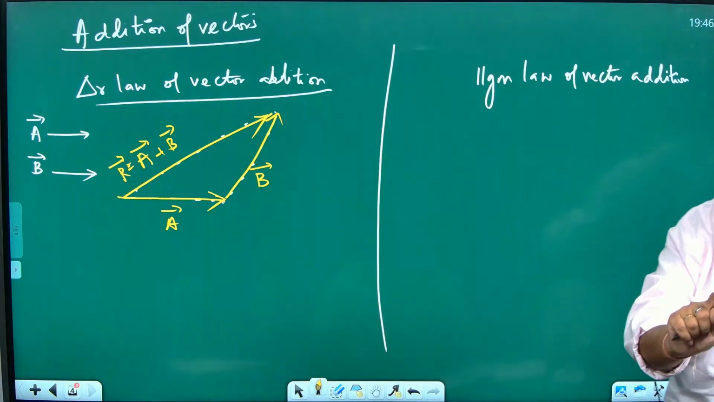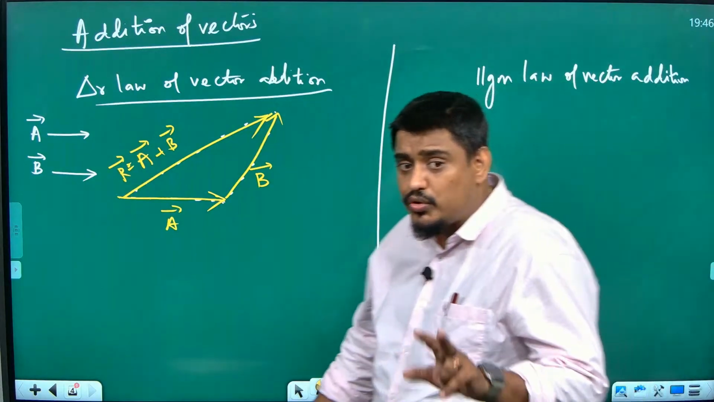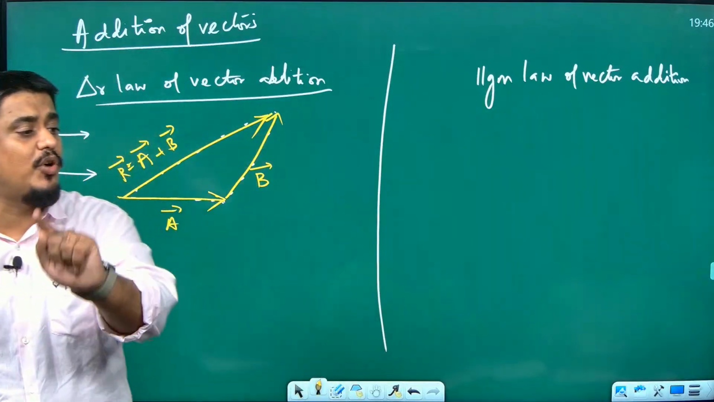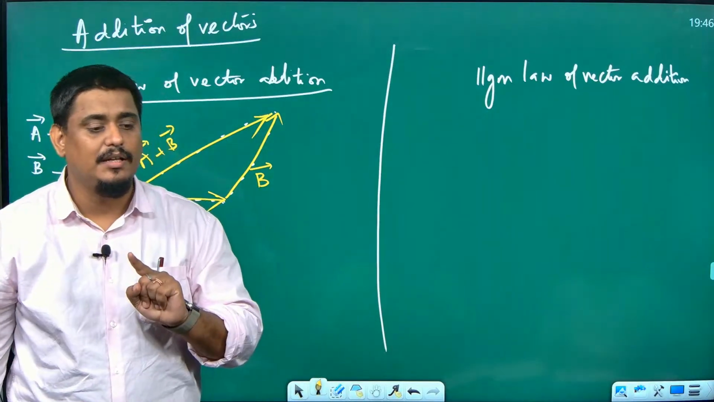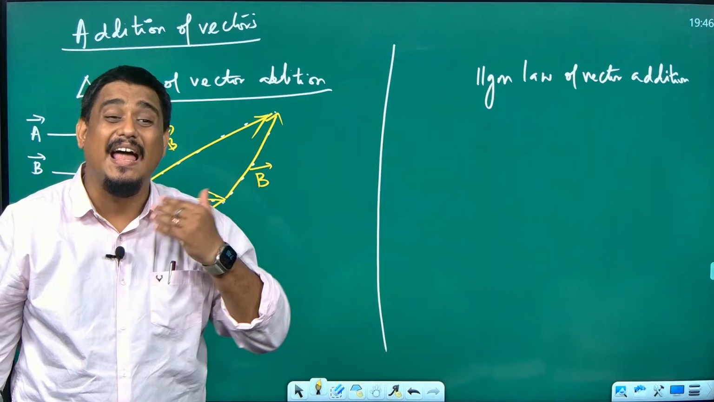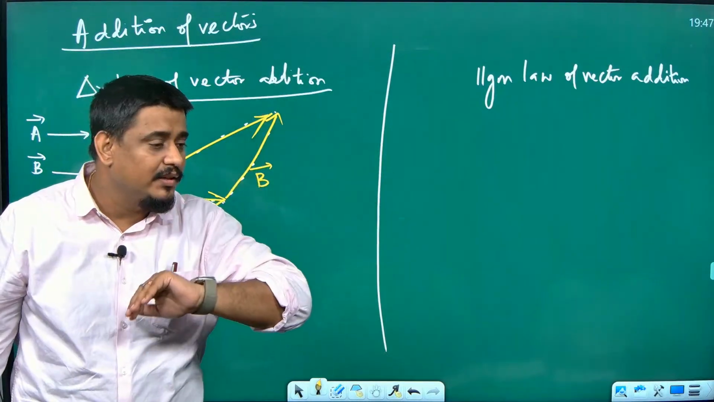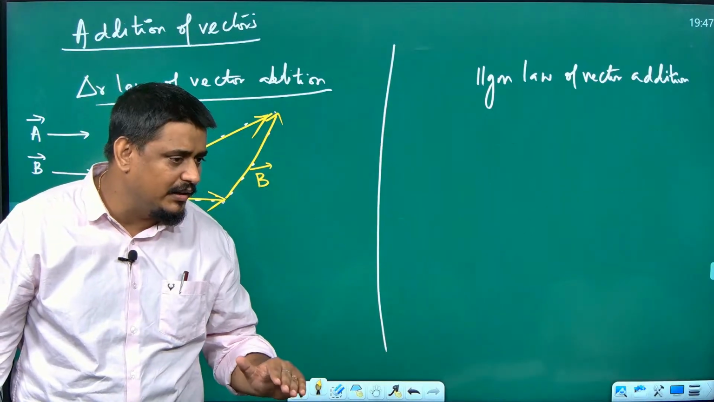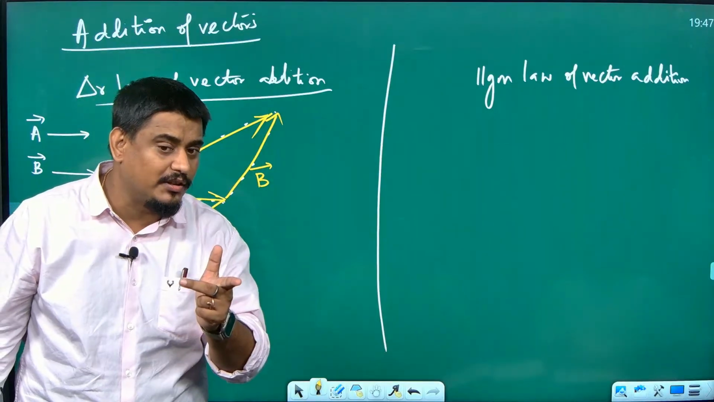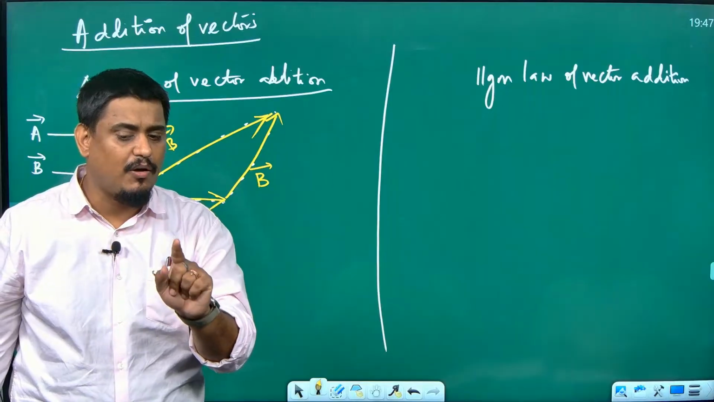I will repeat once again. If you want to add two vectors, keep those two vectors on two sides of a triangle in such a way that the head of the first vector lies on the tail of the second vector. Then the closing side of the triangle, kept in the opposite order, gives the resultant of A plus B.